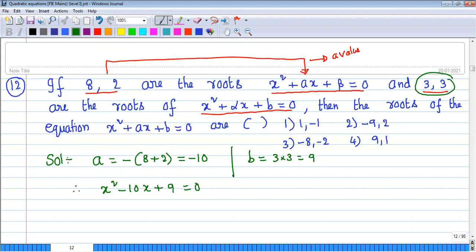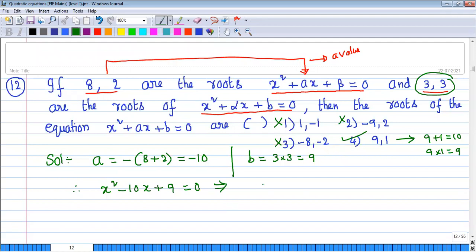See, here 1 plus minus 1 is 0, so this is eliminated. This is 7, eliminated. This is actually minus 10, we need plus 10. Here, 9 plus 1 is equal to 10 and 9 into 1 is equal to 9. So here the sum of the roots is 10, the product of the roots is 9. So the fourth option is the right option.